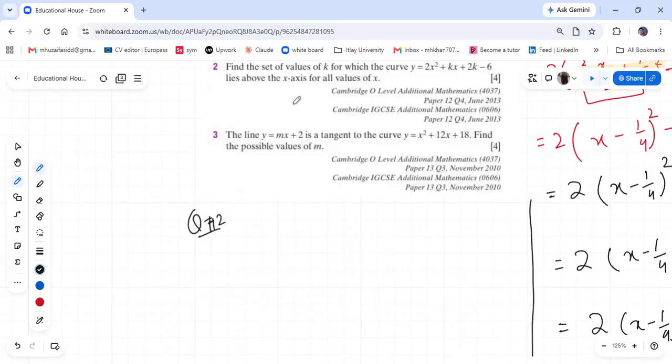So this is our question. Our y term is 2x squared plus kx plus 2k minus 6. So basically this is our 2x squared.